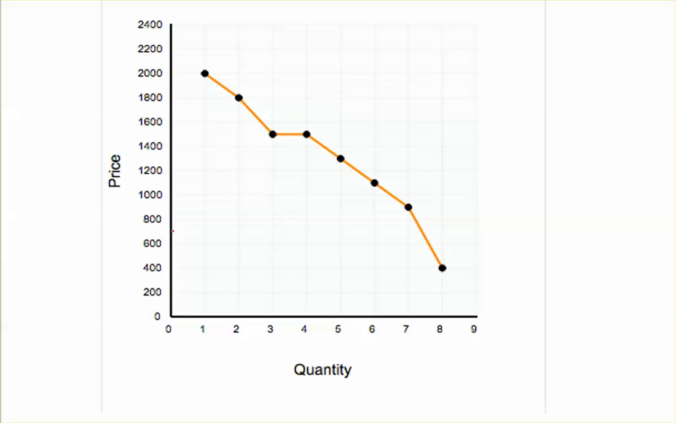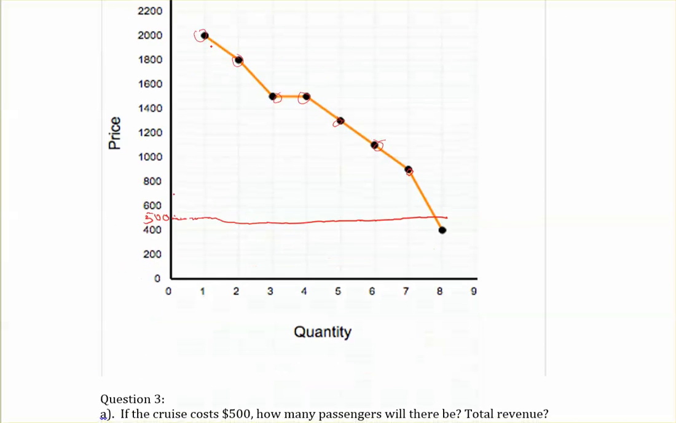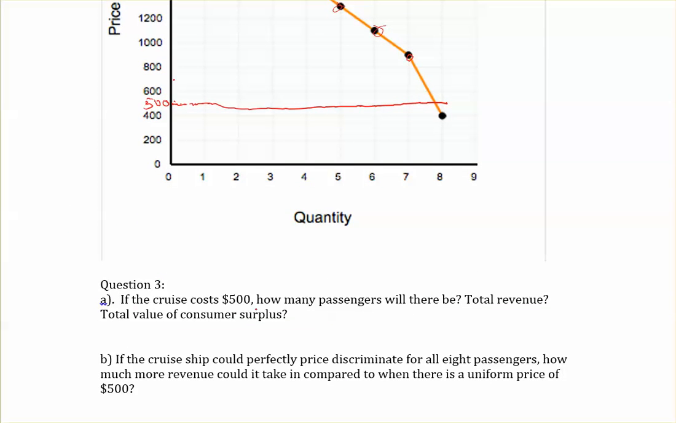So first, let us find $500. Here is our $500. Then we draw a horizontal line. Now we just count how many people are above this horizontal line, which means they will have consumer surplus, so they can afford to buy the cruise. We have 1, 2, 3, 4, 5, 6, 7. So 7 people can afford to buy the cruise if the market price is $500. So the first answer is 7.